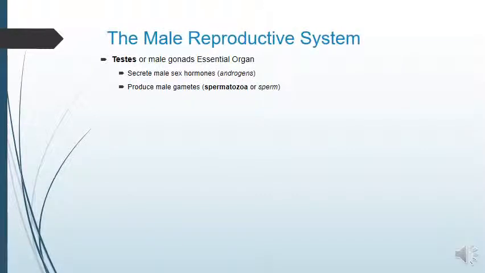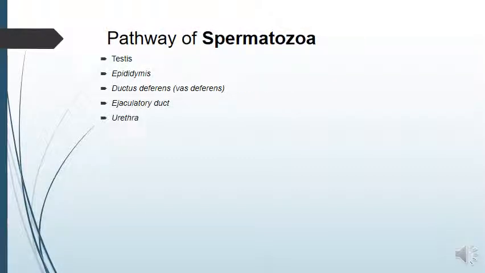Looking at the male, the essential organ for the male reproductive system is the testes. They secrete male sex hormones, which are called androgens, and they also produce the male gametes, the spermatozoa or sperm. The spermatozoa have a specific pathway or route that they follow from the interior of the body to the exterior of the body. They are formed in the testes. They then go to the epididymis, then to the ductus deferens, which is also referred to as the vas deferens, then to the ejaculatory duct, and then to the urethra.